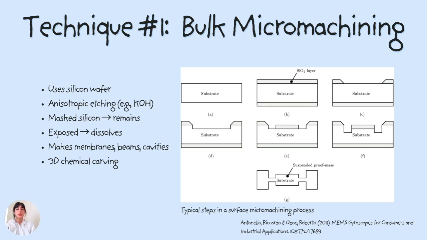well-defined angles. But engineers don't just throw the whole wafer into acid. They first add protective layers like silicon dioxide or silicon nitride and use lithography to choose exactly which regions get exposed. So the rule becomes: exposed silicon dissolves and masked silicon stays solid. This lets engineers carve out things like diaphragms, pressure sensor membranes, beams and supports, and pits and cavities.